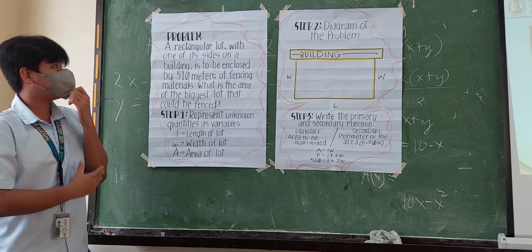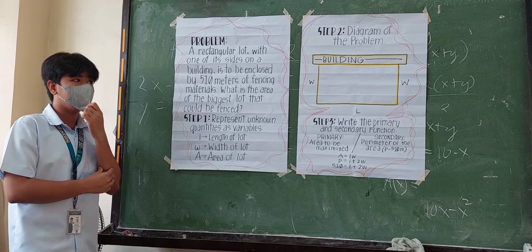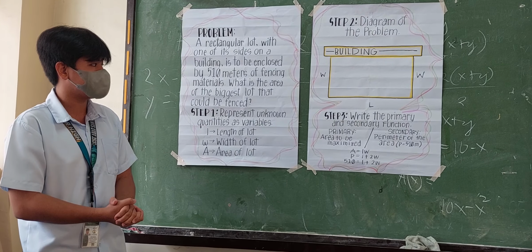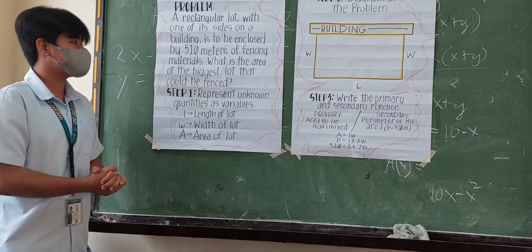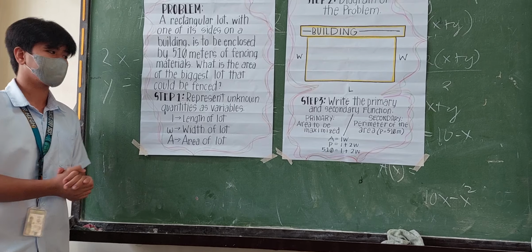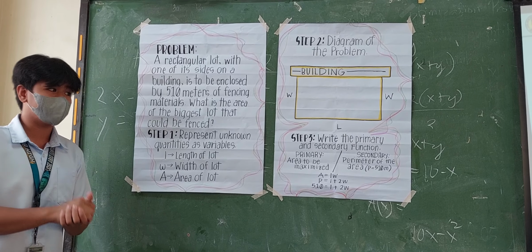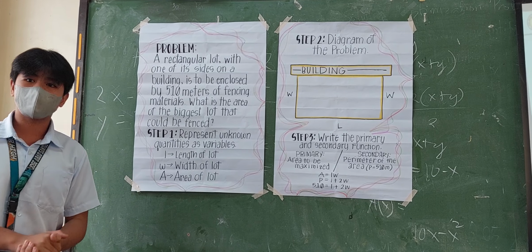And now, we have our problem here. A rectangular lot with one of its sides on a building is to be enclosed by 510 meters of fencing materials. What is the area of the biggest lot that can be fenced? So, given our problem, we can now proceed to our optimization process using the 6 steps given to us.